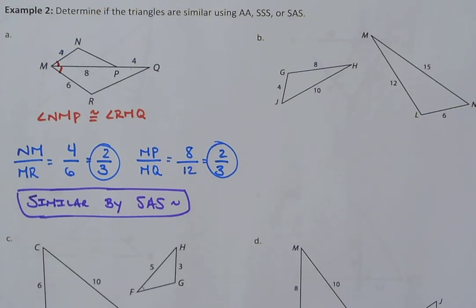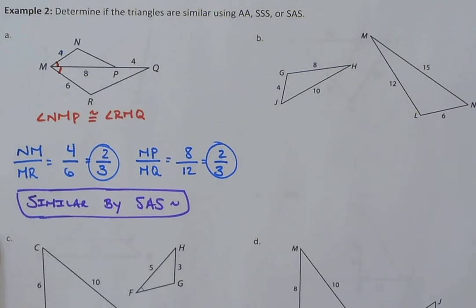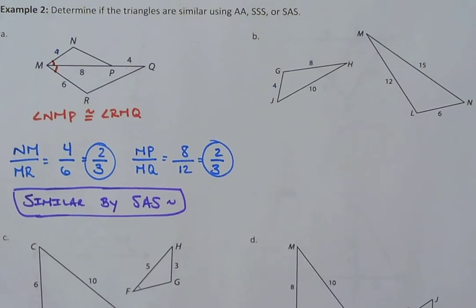So for part B, we have triangles JGH and then MLN. So we aren't told anything about any of the angle measures in either of these triangles. So our goal is going to be to determine based off side, side, side whether or not these two triangles are similar. So we need to go through and figure out if all three sets of sides are proportional to each other. And if we can do that, then we can say they are similar based off side, side, side.